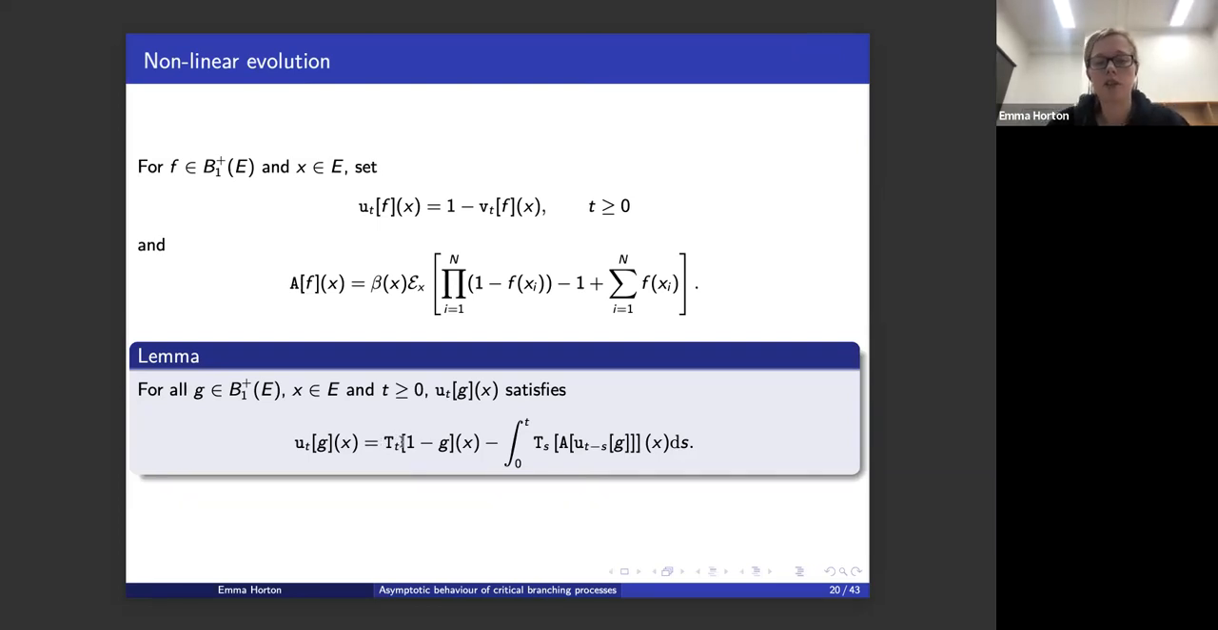And the intuition as to why I can write this as a TT and an A instead of a PT and G is because PT was just the linear semigroup of a single particle, so it had mass at most one. But here we've got something that's changing in mass because it's the expectation semigroup of the branching process. And so to compensate for that, the correct thing to do is to add in this linear term here in this new branching generator. So this addition of the sum is to compensate for the change of mass from PT to TT.